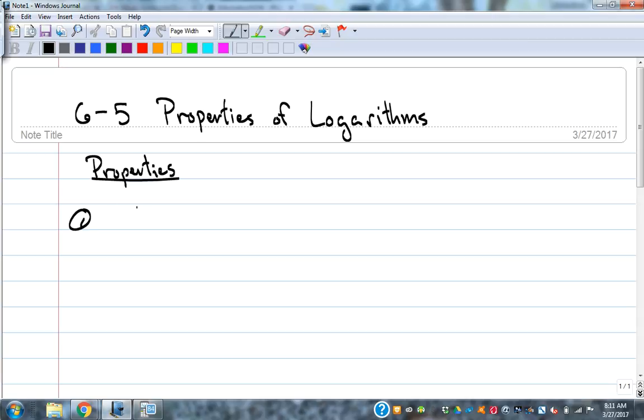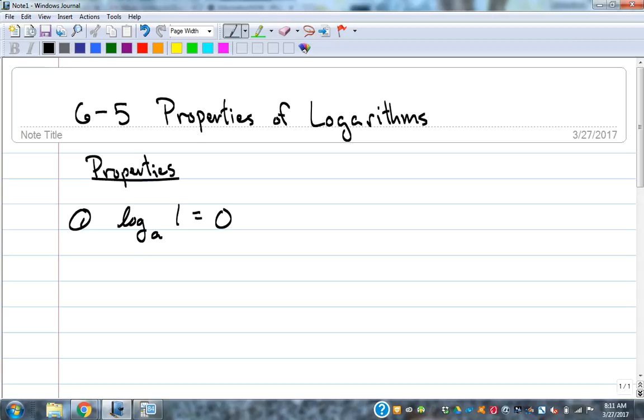So first property, there's no real rule about how you number the properties. I'm just numbering this one property number 1. Doesn't matter what base here. I'm going to use log base A for all of these. It doesn't matter what the base is. The property still holds no matter if it's base 2 or if it's natural log, which is log base E, or base 10. The property holds for that.